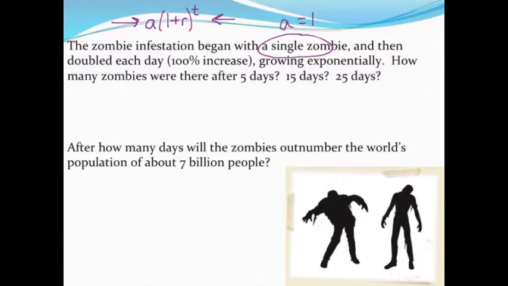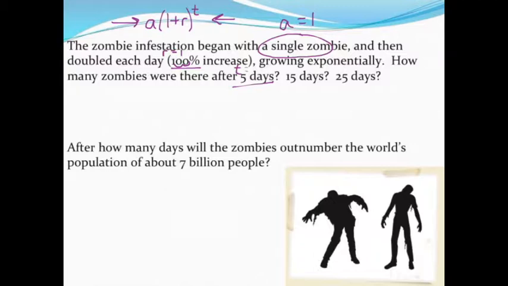Well, doubling means a 100% increase. So my R is 100%, but remember that always has to be expressed as a decimal. So divide that number by 100 to get the decimal, so that's actually going to be just 1 when I divide that by 100, or move your decimal over 2 spaces. Growing exponentially, and so on. How many zombies were there after 5 days? So there's the time that I'm dealing with first.